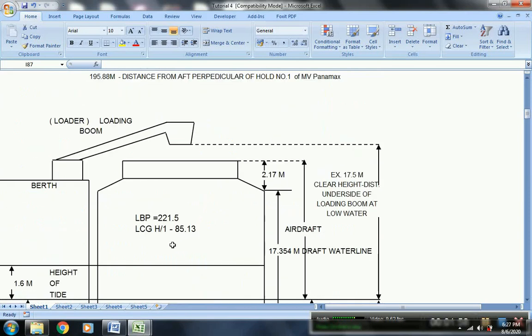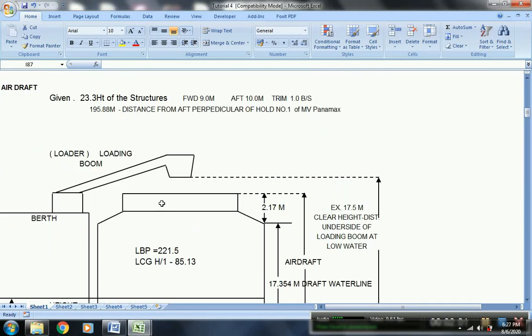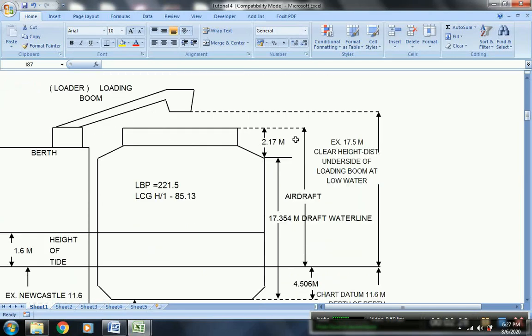Okay, this is the structure. The given airdraft structure height is 23.3 meters. Then the present forward draft is 9.0 meters. The aft draft is 10 meters, with a trim of 1.0 meter by the stern. So the distance from the aft perpendicular of hold number 1 of the Panamax is 195.88 meters. So this is the structure and the loader from the shore side.